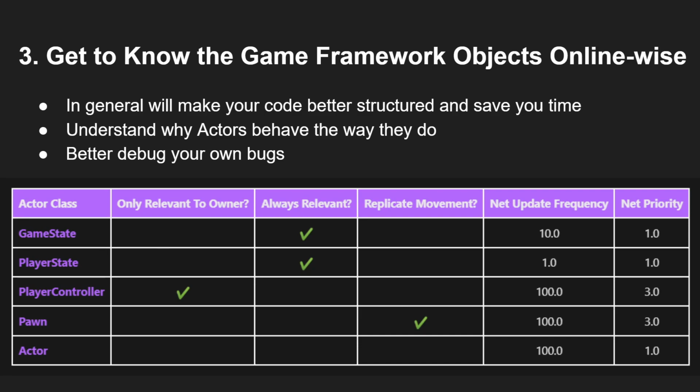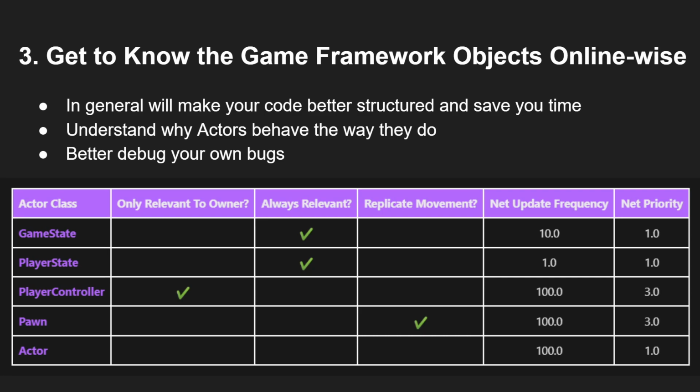For example, you can notice that game state and player state are the 2 actors that have in common the always relevant setting. It means that they will always be relevant to all connections, no matter what. If you're not aware of how the relevancy system works, there is a certain set of criteria that are checked every time an actor is considered for replication. And if you have this flag turned on, always relevant, then it will skip all these criteria and just jump to the end: okay, this actor will always be relevant to all connections no matter what.